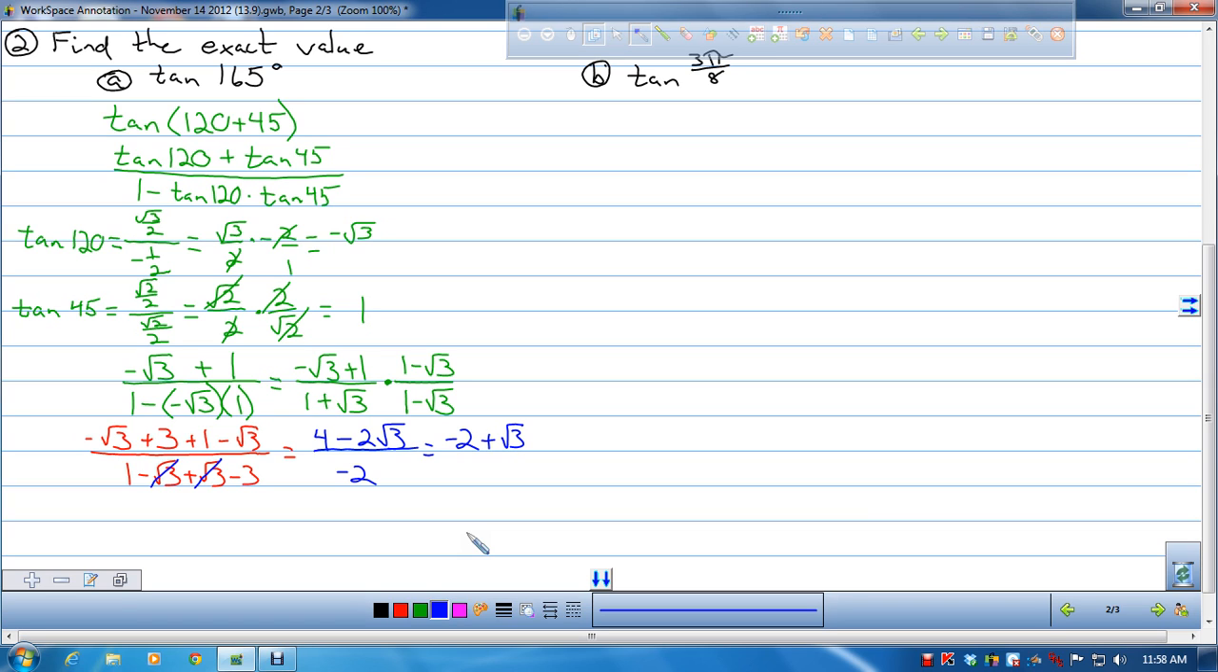Okay. Next one, tangent of 3 pi over 8. Again, you can recognize that this is going to be the tangent here.